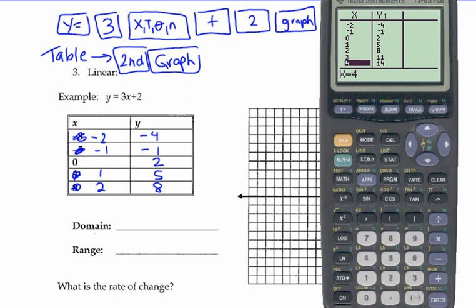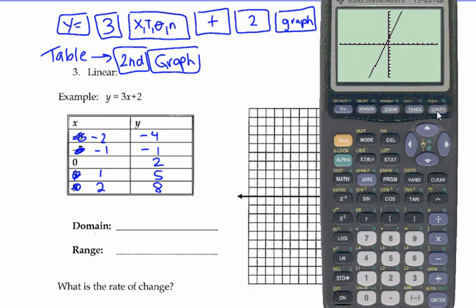So you won't have anything here if you don't have anything in y equals. Now to get out, the clear button doesn't work. You have two options. You could either push the graph button to get out of here, or quit, second mode, quits out. Or you could just push the graph button and that will take it out. All right, so second graph gives you a table of values.